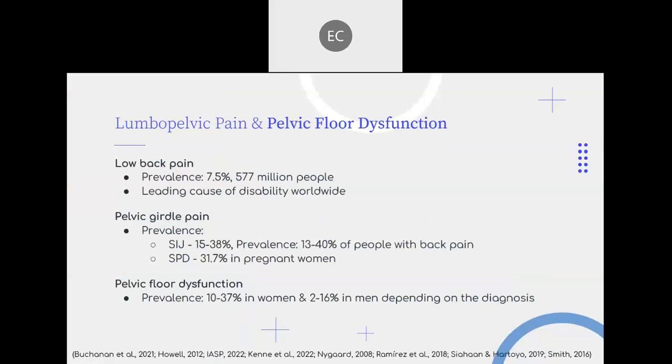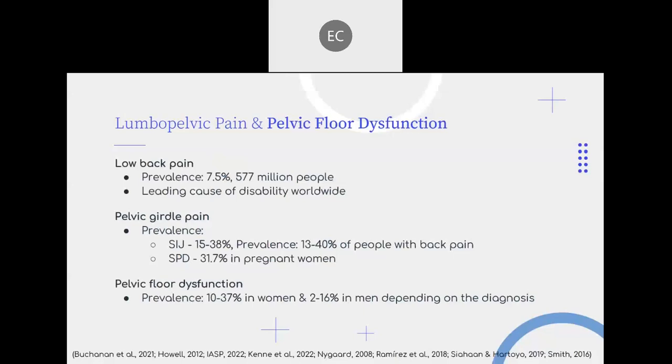So just a brief overview of the prevalence of some of the conditions. Low back pain has a 7.5% prevalence, affecting about 577 million people. It is the leading cause of disability worldwide. Then we have pelvic girdle pain. So we split that into sacroiliac joint pain and symphysis pubis dysfunction.